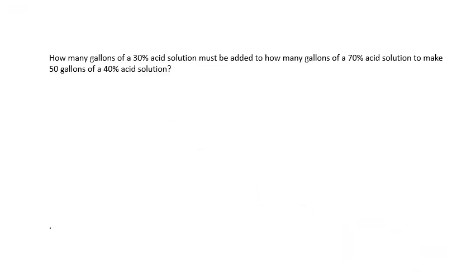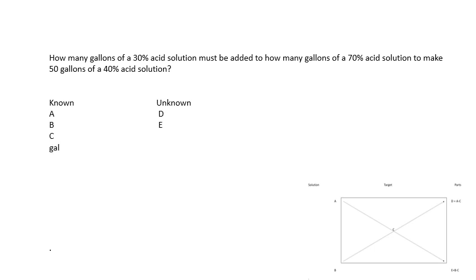So let's get into our first question. How many gallons of a 30% acid solution must be added to how many gallons of a 70% acid solution to make 50 gallons of a 40% acid solution? We have our little chart down here for how we're going to do our math. Like I always do with all math problems, I pull out my knowns and my unknowns, and I'm going to do all the labeling as well.